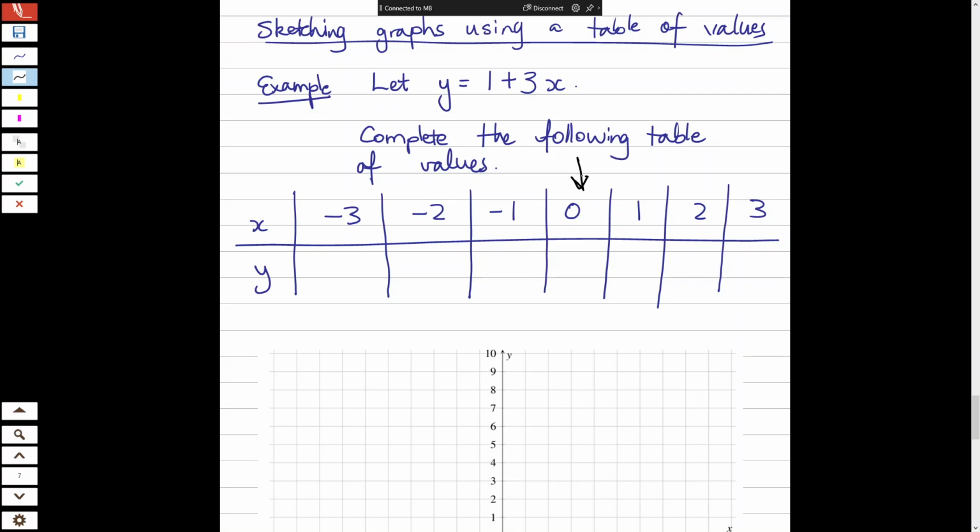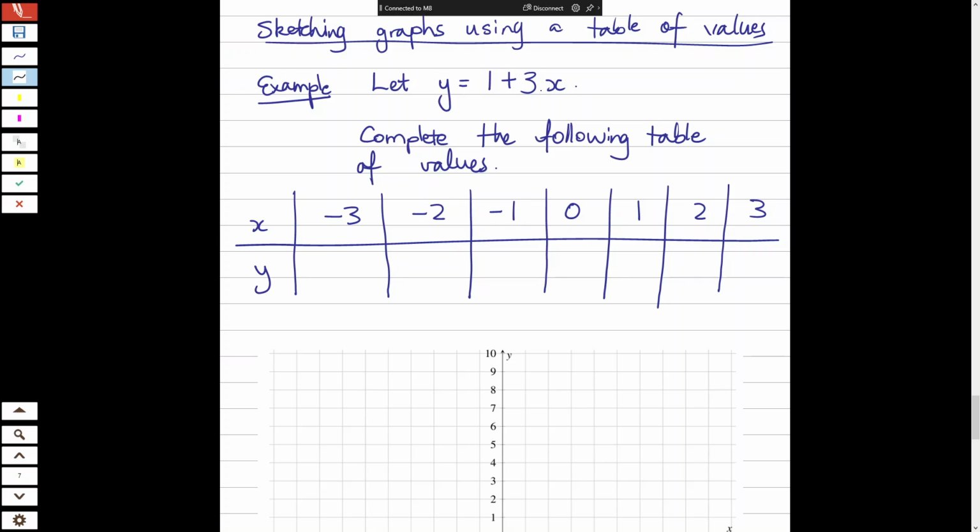All right, so year 11s, let's start with this column here. This is the easiest one to fill out. What's the value of y going to be when x equals 0? Okay, so I'm giving you this equation here: y equals 1 plus 3x. And my question is, what is the value of y when x equals 0? 1.